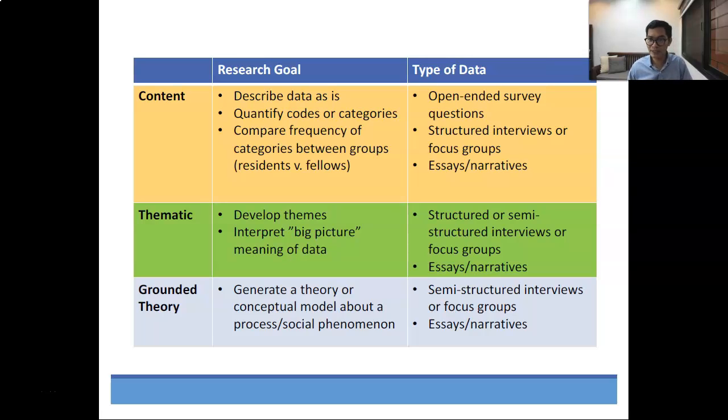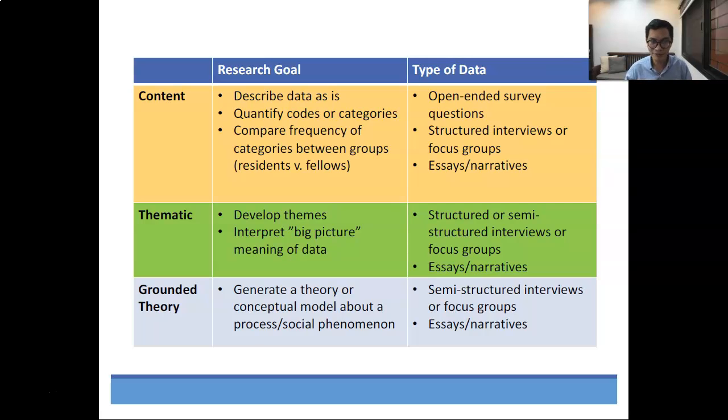Then the third one, grounded theory. Well, I would say this is just an extension of thematic analysis. So if you want to generate a theory or conceptual model about a process or even a social phenomenon, then you apply the grounded theory approach. Again, this is an approach. You will find commonalities later on in how we apply content analysis and thematic analysis, and you can see the connections of these processes, making the whole qualitative data analysis process something very unique.